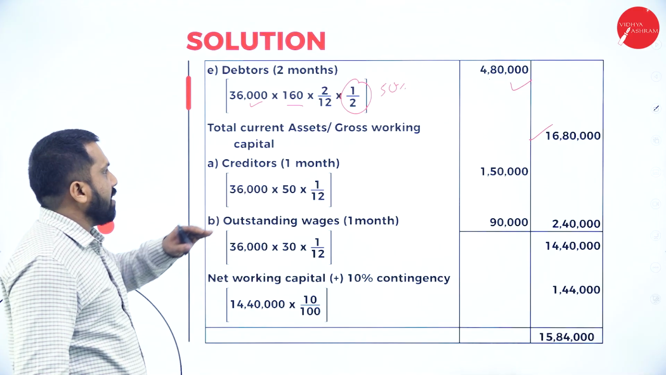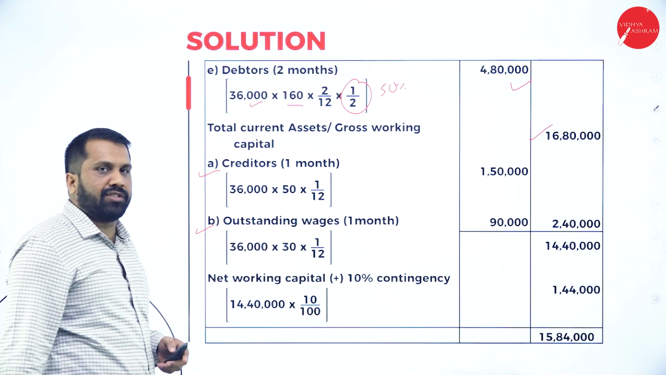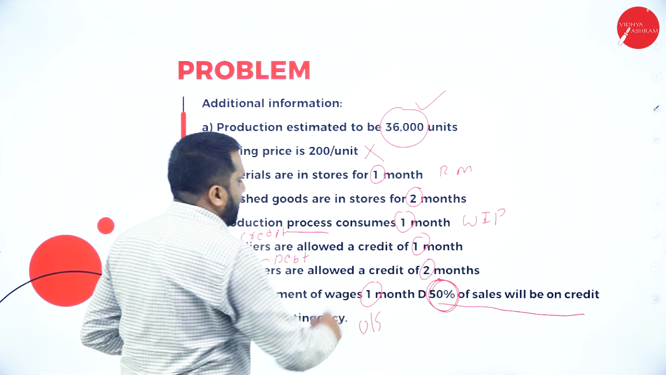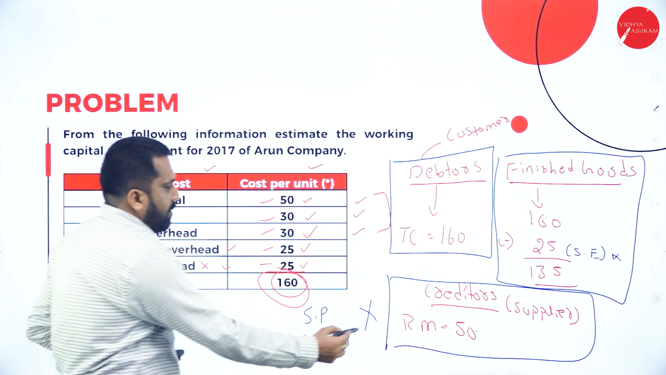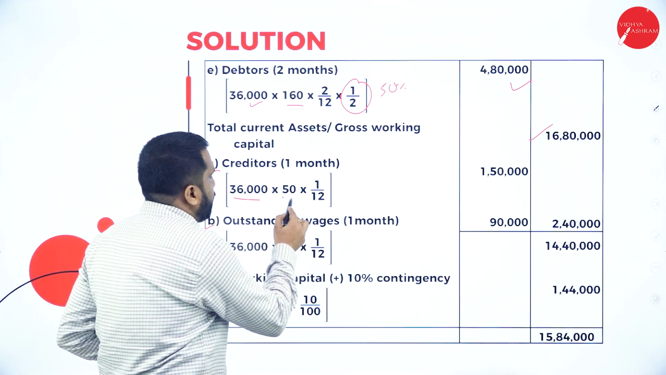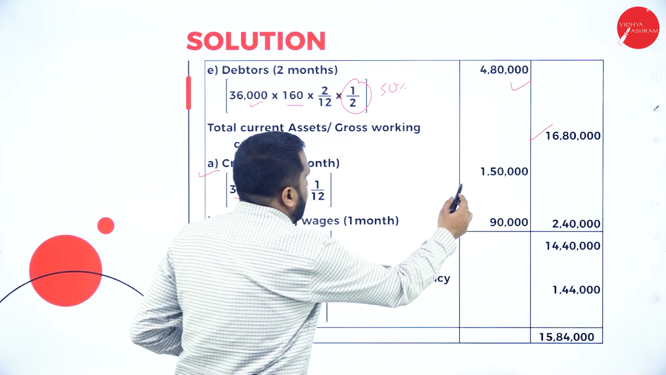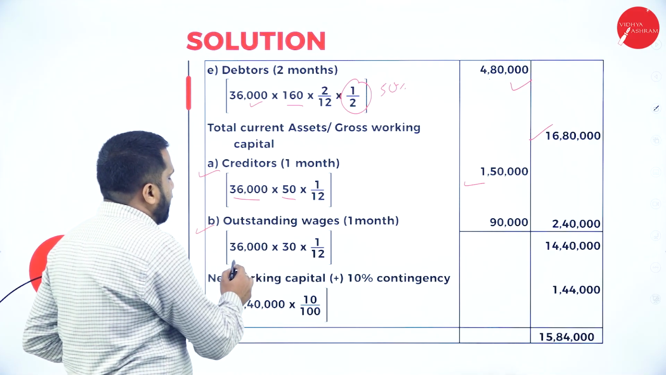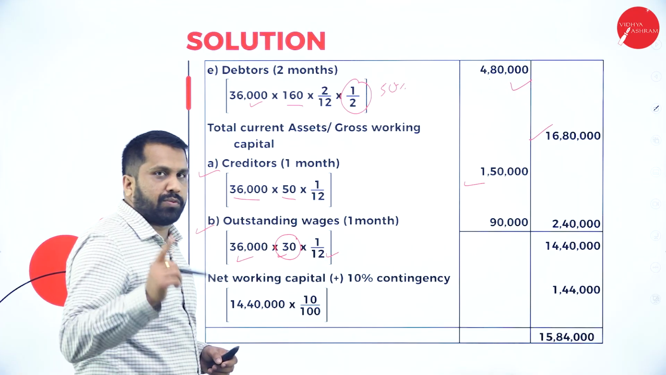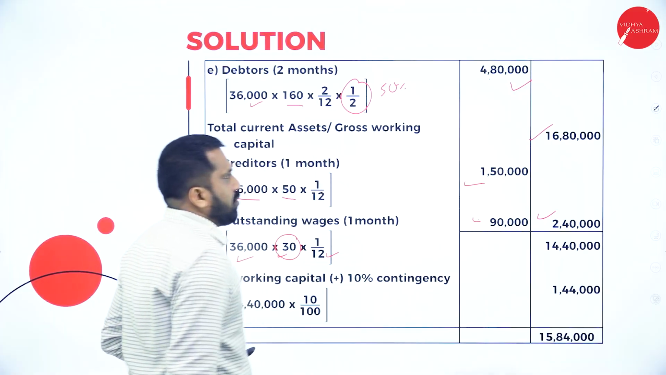Once you're done with total current assets, comes the liabilities: creditors and outstanding wages. What are the creditors you have? The supplier allowed 1 month credit. What is the price of the creditors? Raw material price is 50. Creditors: 36,000 into 50 into 1 by 12. If you calculate, it will be 1,50,000. Outstanding wages: 36,000 units, wages price is 30, outstanding is 1 by 12, so it is 90,000. 1,50,000 plus 90,000 will be 2,40,000.